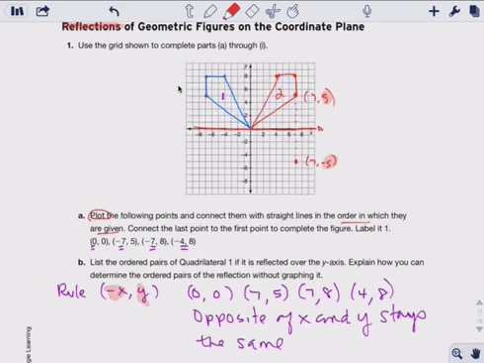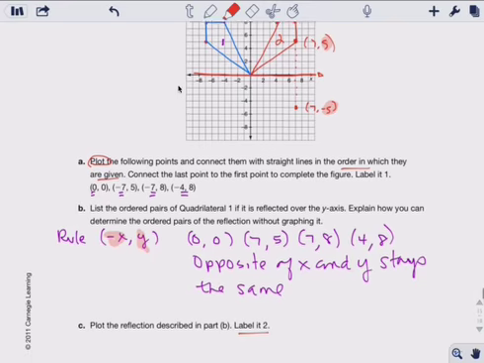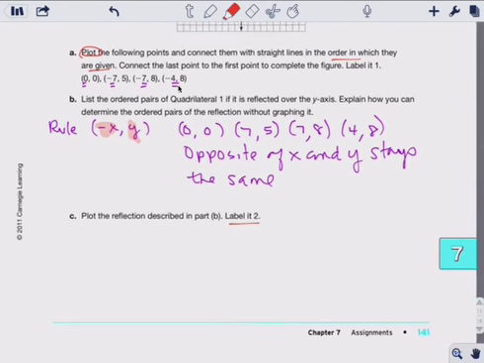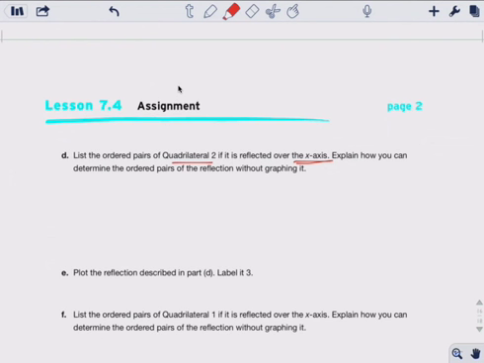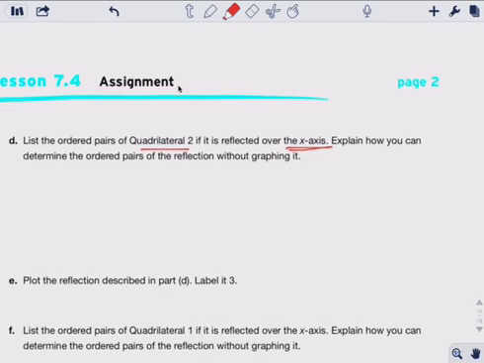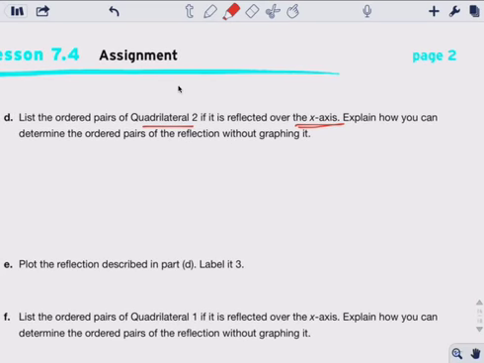Like that. They just want you. So over the x, the x stays the same and the y becomes its opposite. There's so many different rules, so you want to test it out just to make sure your thinking is correct. Okay, list the ordered pair, explain.